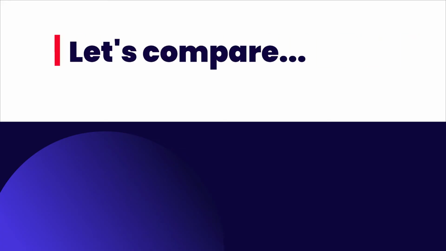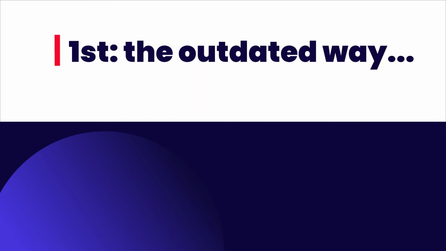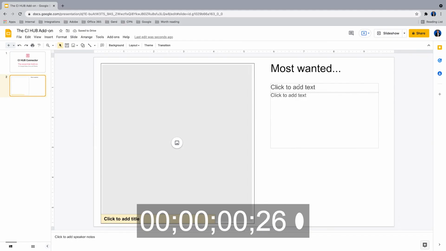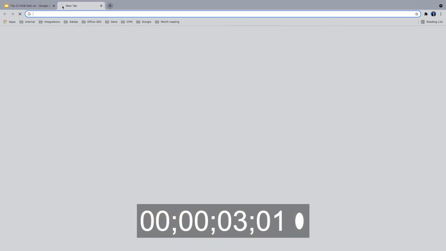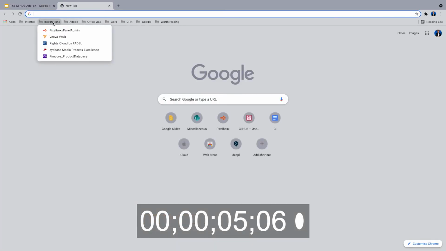So I would like to compare 2 ways of working with Google Slides. One is the outdated way, and the second will be the CI Hub way. So the goal is to find an asset which is stored in a DAM, cloud storage, or a PIM system. I would like to add this image and some metadata content into the slide. And I will fade in the time spent on it. So let's have a closer look at the steps.